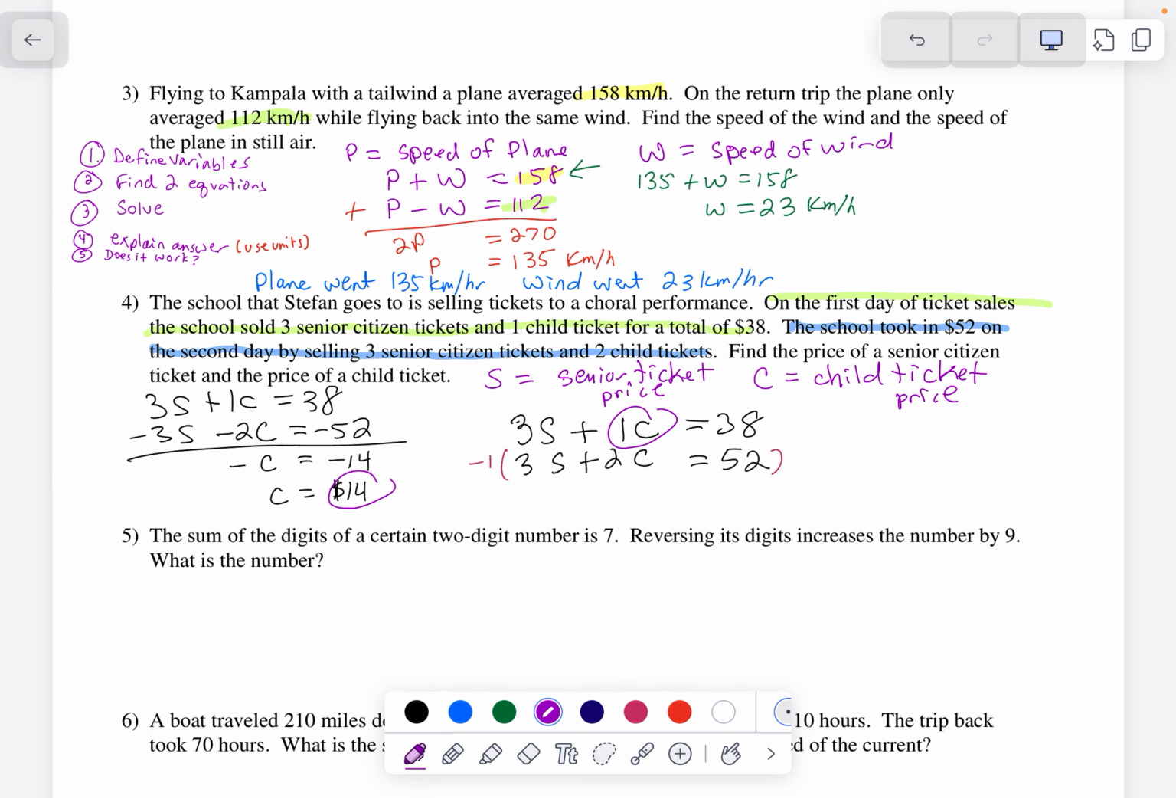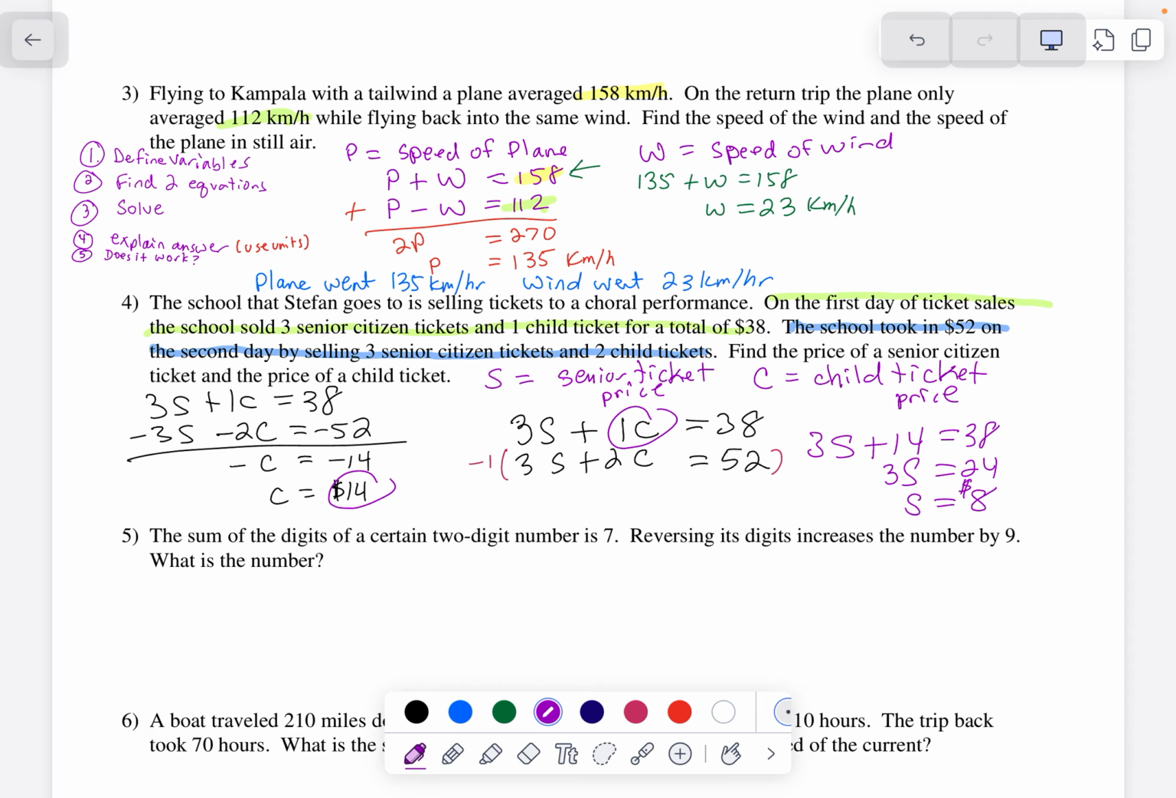It doesn't matter. But so I know 3S plus 14 is 38. So 3S, 38 minus 14 is 24. And so a senior ticket is $8. Let's put our little dollar symbol.